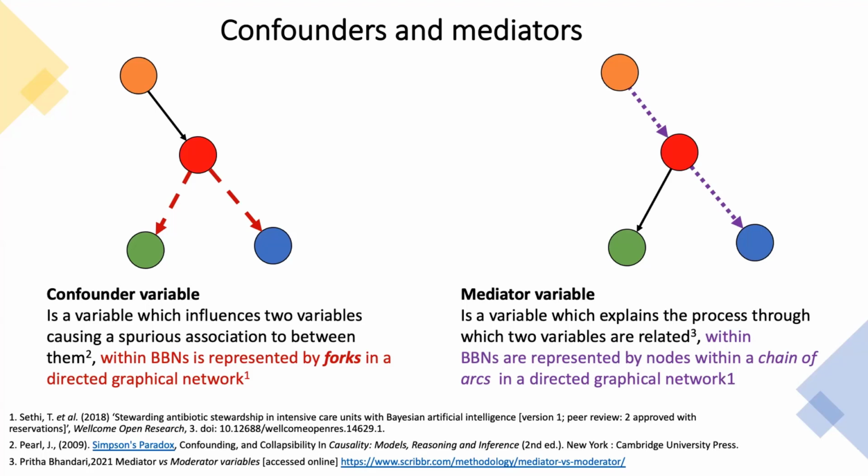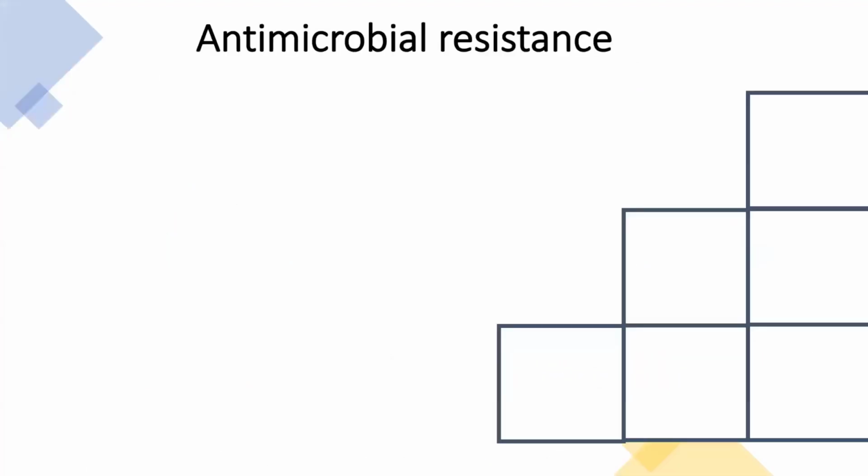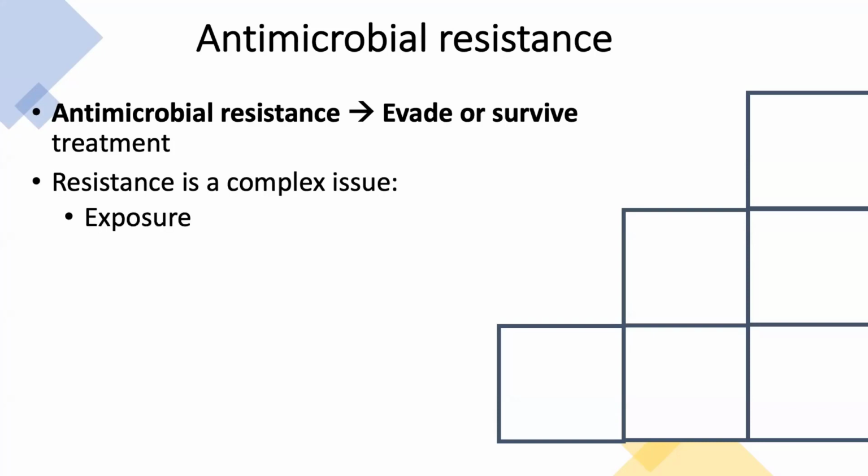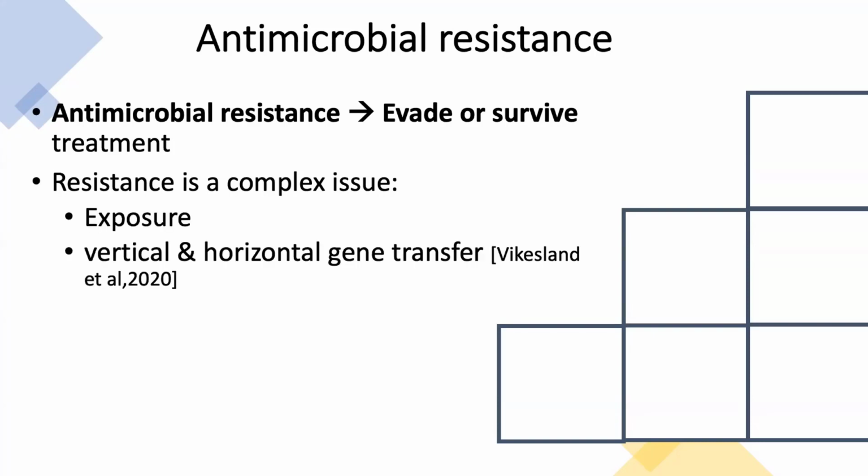I will now explore this further in the case of antimicrobial resistance. What is antimicrobial resistance? Well, antimicrobial resistance, or AMR, occurs when organisms acquire the ability to evade or survive treatment. Resistance is a complicated issue, which is driven by the exposure at insufficient levels of these microorganisms to antimicrobials. Of particular importance to this field is the exposure to antibiotics.